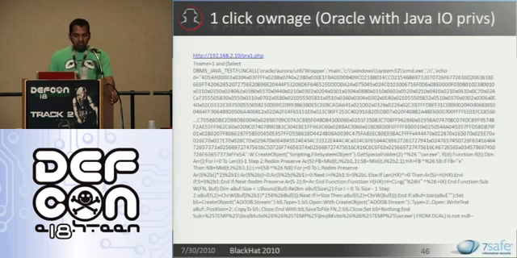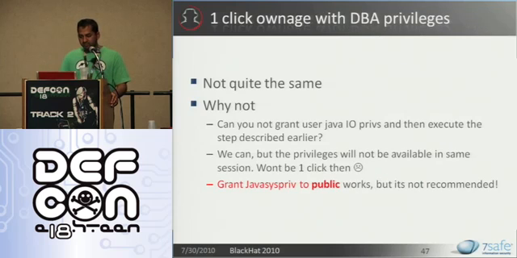Next, when we wanted to do this with DBA privileges, things didn't quite work. The obvious question was, as a DBA user, we can grant ourselves Java IO permissions and then execute the previous step. We can do that, but the problem is if you grant yourself Java IO permissions as DBA, then those permissions are not available in the same session. So technically, you have to log out and log back in, and then you will have those permissions which you have granted. So technically speaking, it won't quite be one-click ownage. It will require more than 1 or 2, 3 clicks.